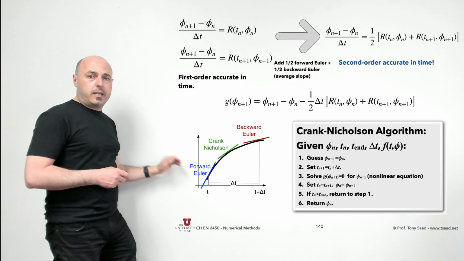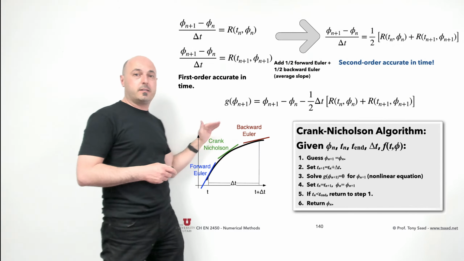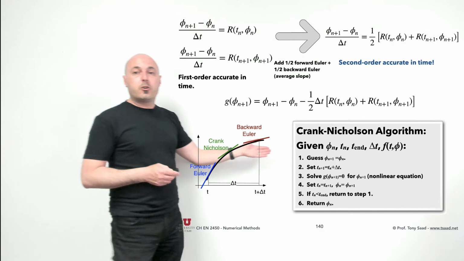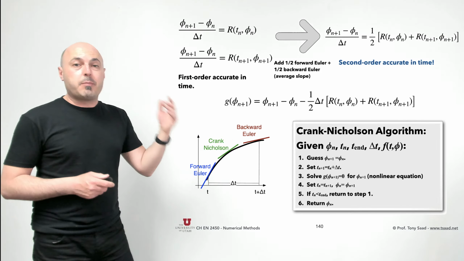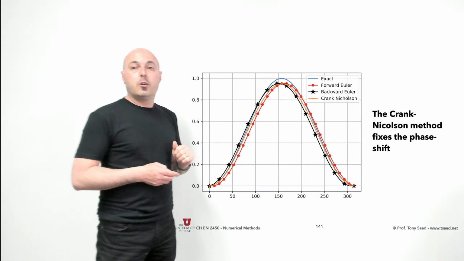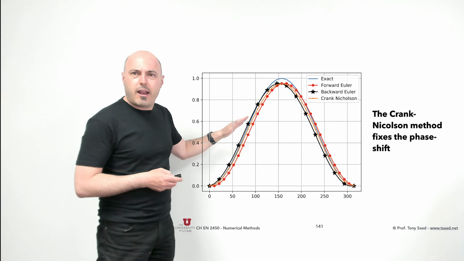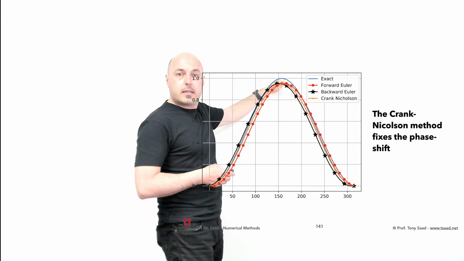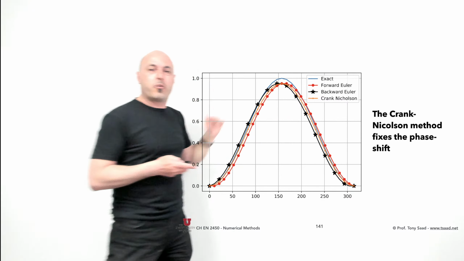And visually, forward Euler is biasing to one side, backward Euler is biasing to the other side. Crank-Nicolson is somewhere in between. The algorithm is identical to the backward Euler method, except that your residual function is going to change. Your residual function is going to be this guy. As you can see here, the Crank-Nicolson actually fixes the phase shift. It doesn't capture the peak correctly. I can capture the peak better if I do more time steps, but there's no phase shift to the left or to the right.